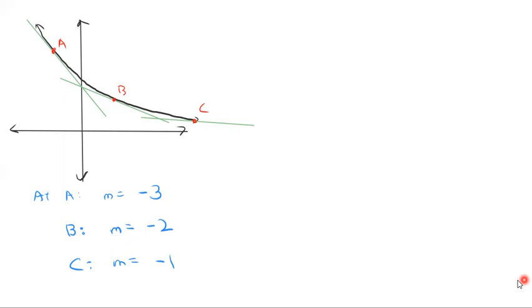So think about this. As we go from A to C, the x value is getting bigger, right? You go from minus 1 to 1 to 5 or whatever the numbers are. And what's happening to the gradient? What's happening to M? It goes from negative 3 to negative 2 to negative 1. So it goes up.